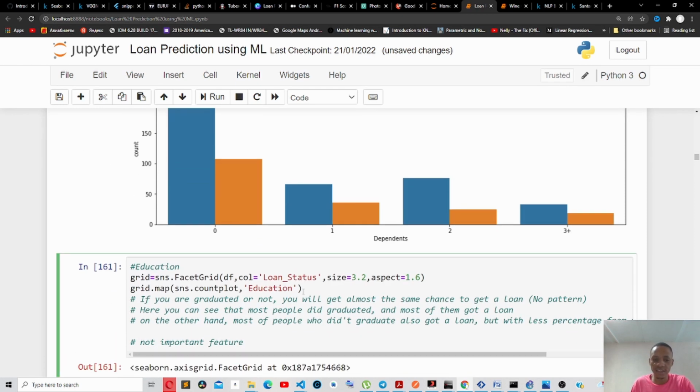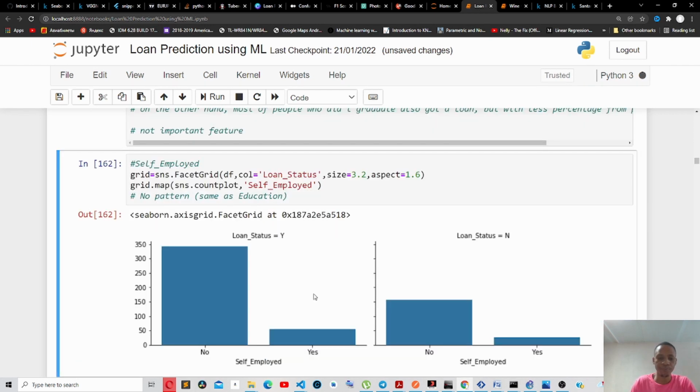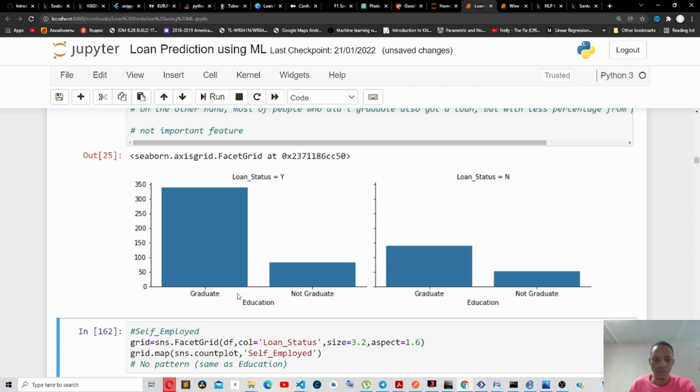And then the next thing that we are going to compare is the level of education, right? If the person is educated. So we are going to also use a facet grid, right? So we're going to say grid equals sns.FacetGrid. We are going to provide the data frame. For our column, we are going to use the loan status. The size is going to be 3 by 2, and then the aspect ratio is going to be 1 by 6. And then we are going to use grid.map to map through sns.countplot, and then we are going to provide the education variable, right? So as you can see, a graduate is more likely to get a loan than a person.